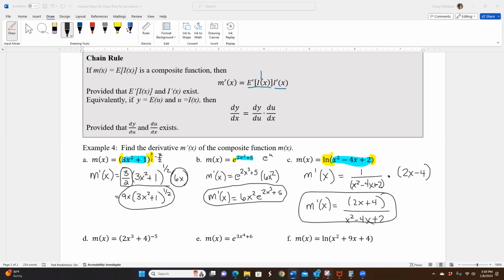So we have our outside function being the natural log function, and our inside function being the x squared minus 4x plus 2. Our derivative of a natural log function just tells us to take 1 over the argument. So that x squared minus 4x plus 2 is in the denominator. And then we take that times the derivative of our inside function, which would be the 2x minus 4. Writing that together, we get 2x, this should be a minus, 2x minus 4 over x squared minus 4x plus 2. Let's continue.